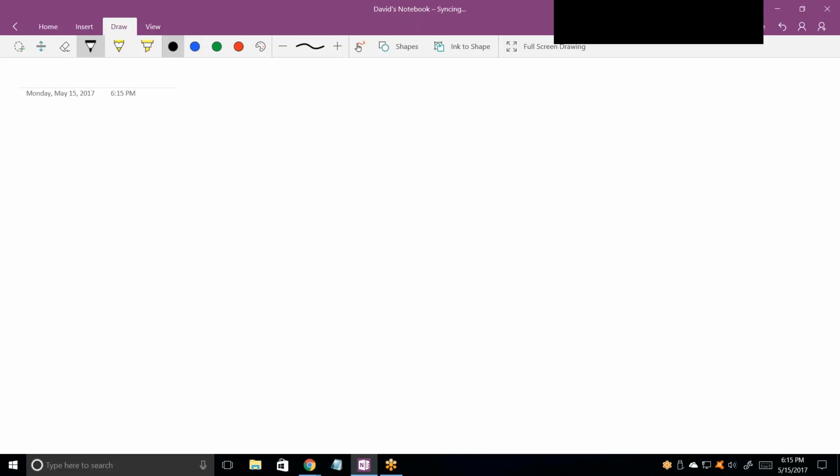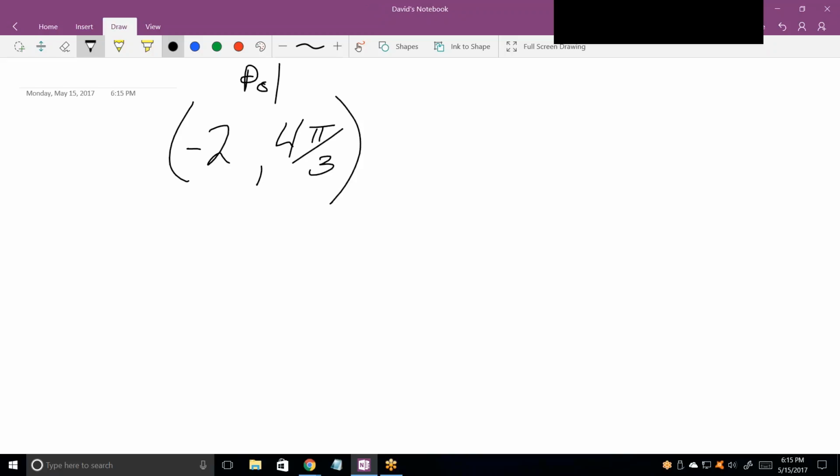So the next one says to plot and label the following points and convert to rectangular form. Negative 2, comma, 4 pi over 3. Polar is, that's r, that's theta. In order to convert to rectangular, there's two primary conversion factors. Have to memorize. No getting around it.